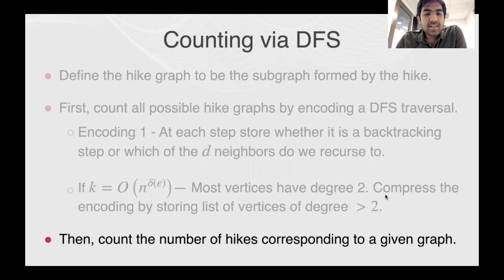Right? And then you can count the number of hikes corresponding to a given graph. So yeah, this is a vague intuition of what the ingredient of the key counting lemma is. And of course, there are a bunch of pseudo randomness tools and others that we use, but those are relatively more standard.